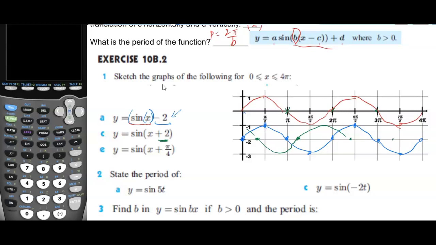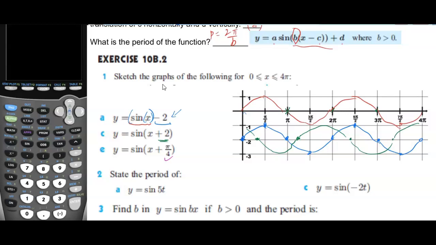This one would be something like that. Okay? All right, so that was a shift to the left by 2 units. Okay? All right, this one's a little nicer because it's in pi units, pi over 4. And now we can use this grid a little bit better.